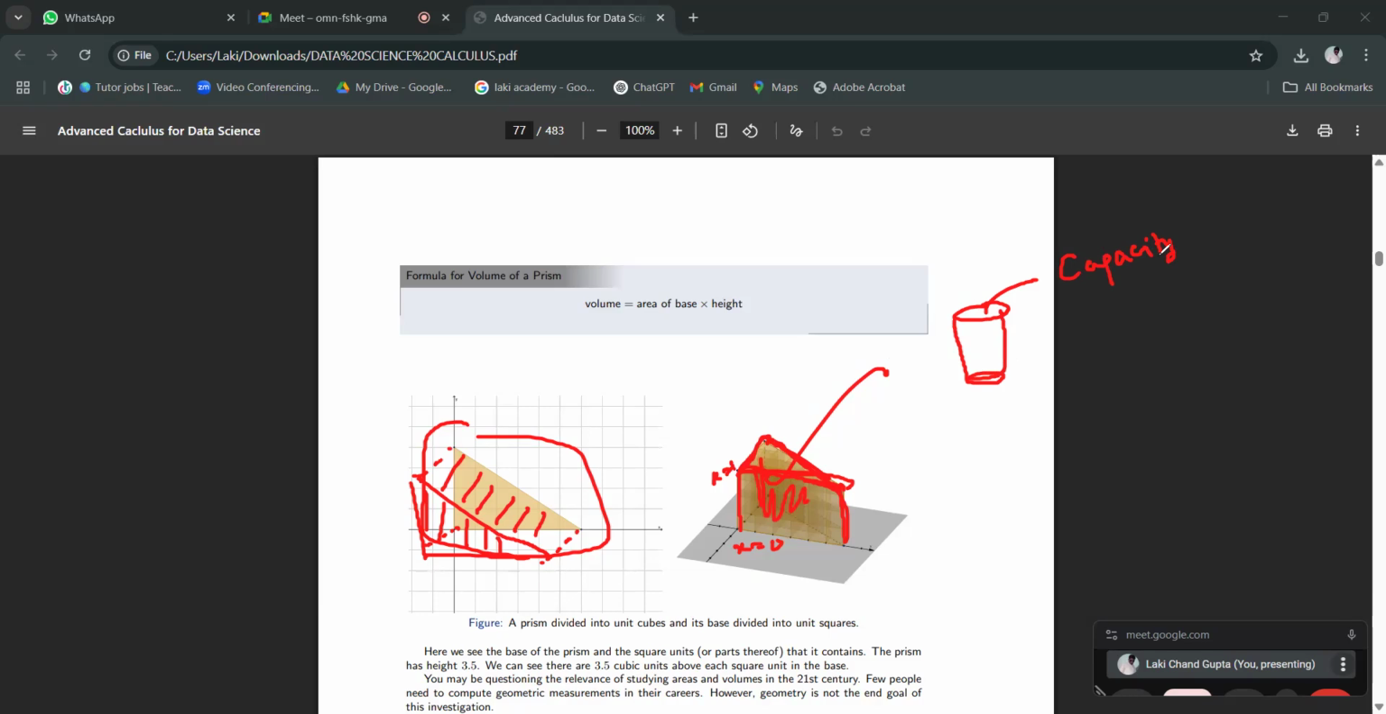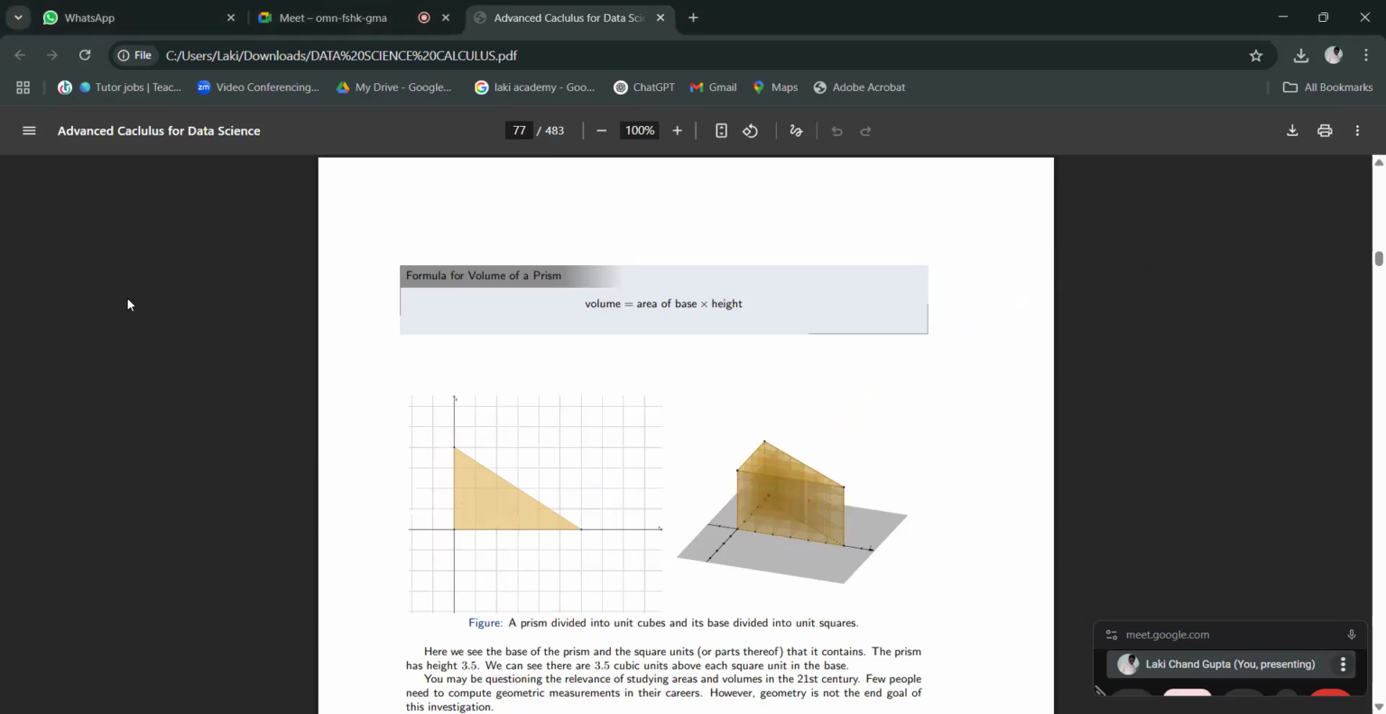Volume is called capacity, and capacity tells the amount of water the glass can contain, right?